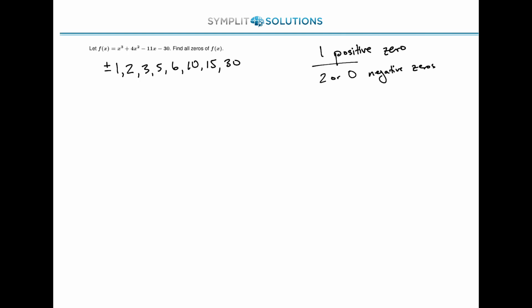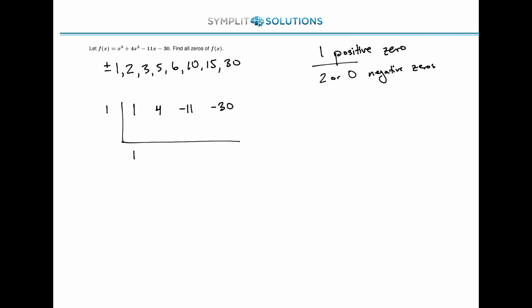Okay, so we're going to just start testing things in this, and I'm going to test using synthetic division. So we list out our coefficients, 1, 4, negative 11, and negative 30. And then we just start testing out our numbers here. I'm just going to start with 1 because that's nice and easy. So we'll plug 1 in and we do our synthetic division.